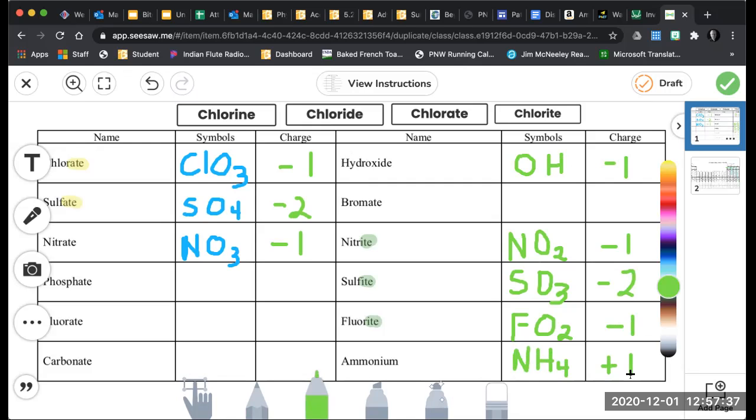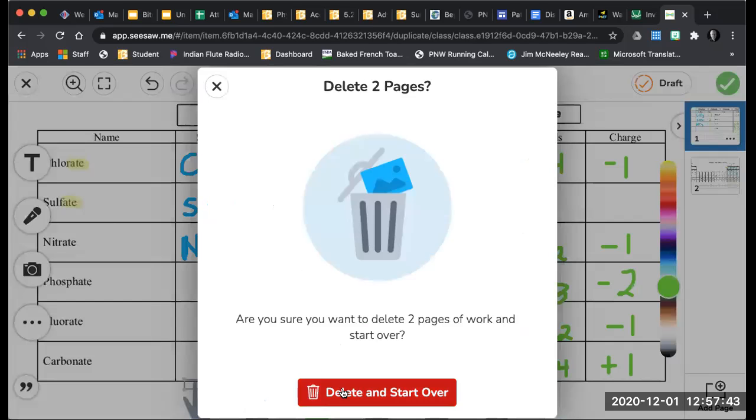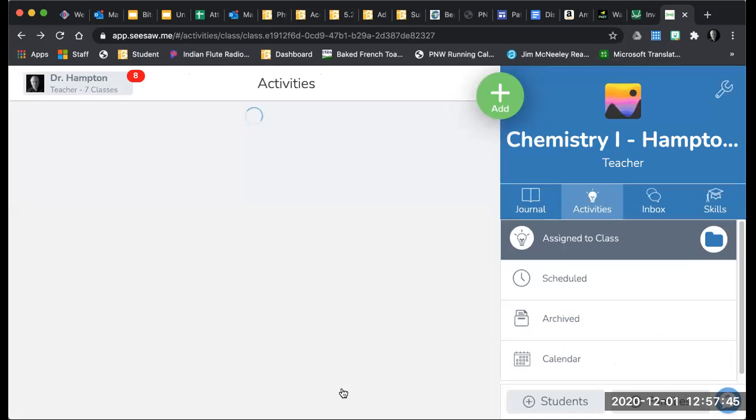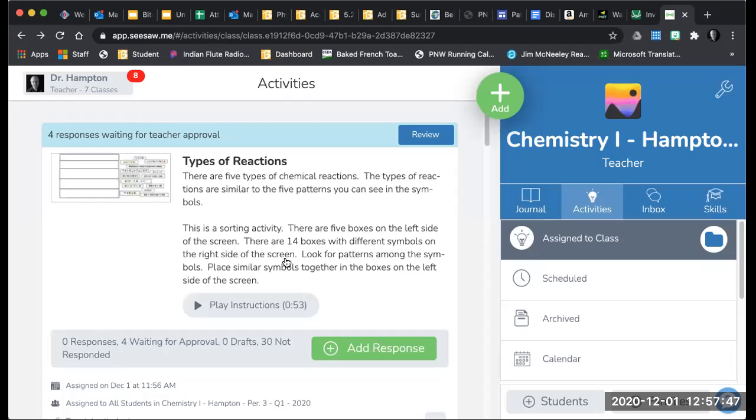All right. So I have put a copy of that in my portfolio where you are welcome to look at it. And let's talk about the next activity.